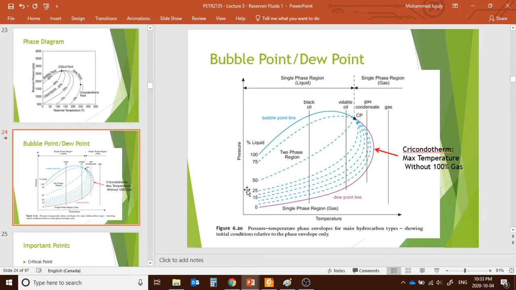Now why is that? Because if you increase pressure, the more you increase the pressure, then what will happen? The percentage of liquid will increase. Okay, and the more you increase the temperature, however, then the percentage of vapor will increase, because if you increase the temperature, then the component will be vaporized, and if you increase the pressure, then it will liquefy. Okay, so this is the gist of this pressure temperature phase envelope for the hydrocarbon types.